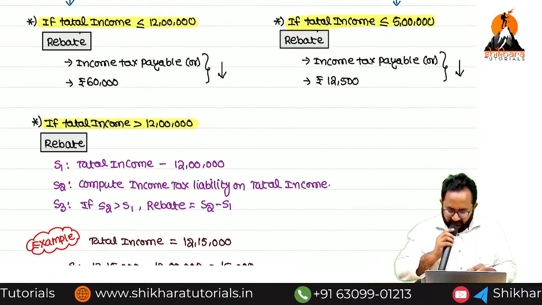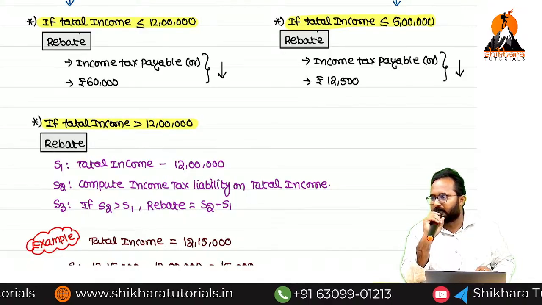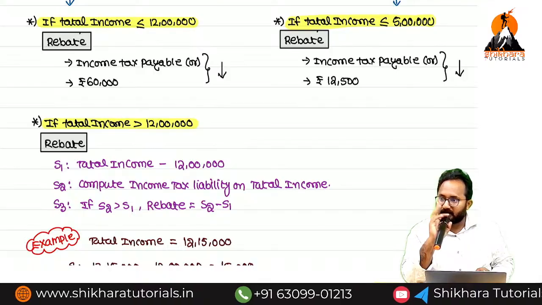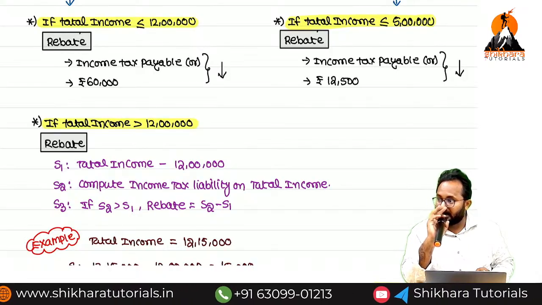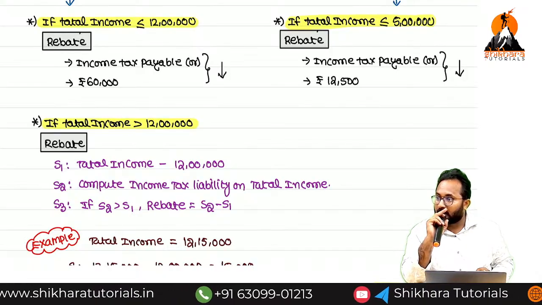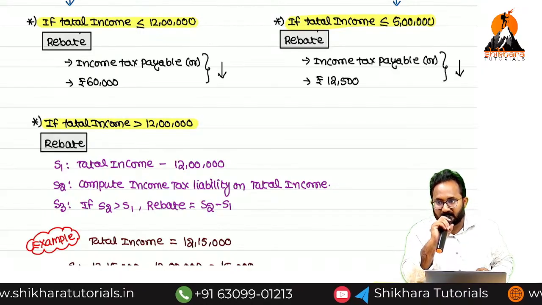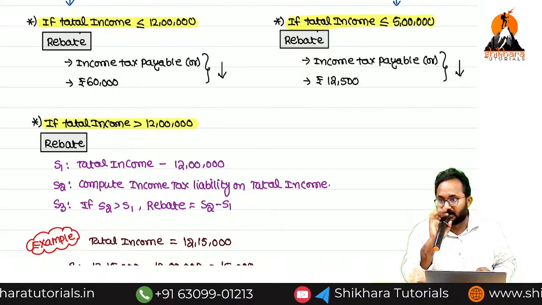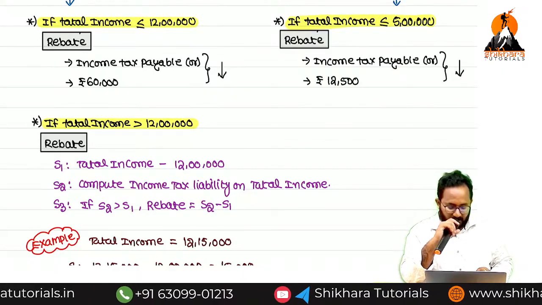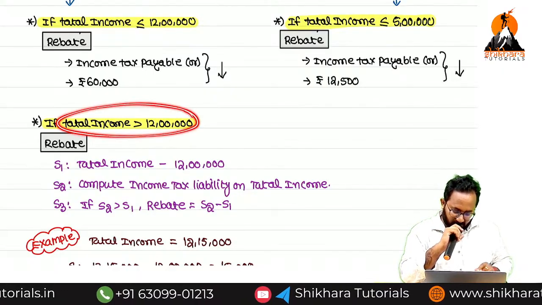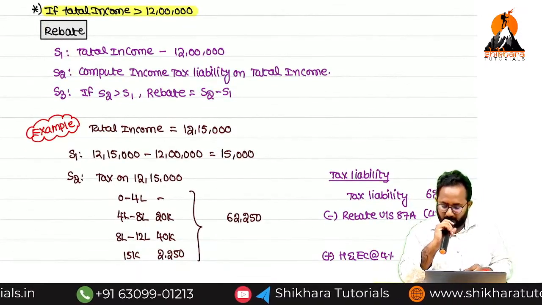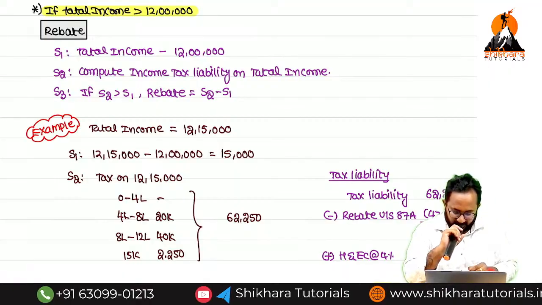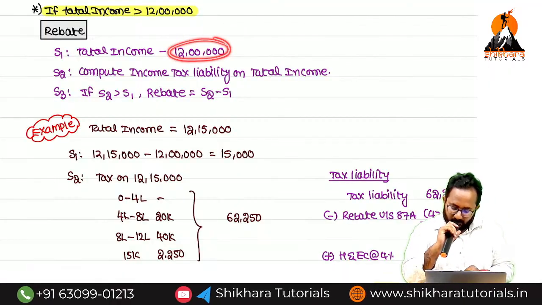Sir, if an SSC is a resident individual following 115 BAC and his total income is more than 12 lakh, can he get the rebate? Yes, indirectly by using the marginal relief concept. What are the steps we are required to follow? Step 1: what is the total income? More than 12 lakh, please calculate the additional income.